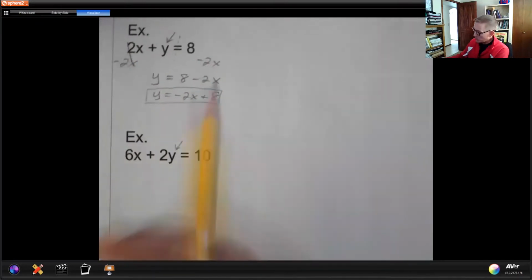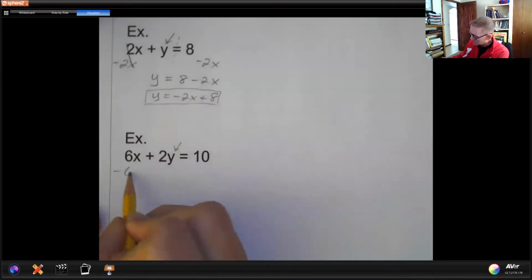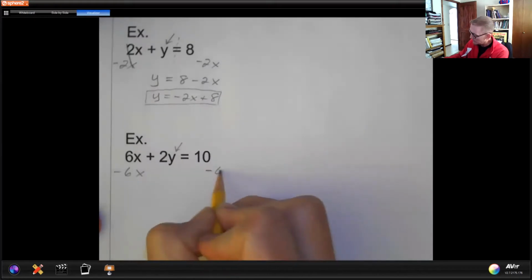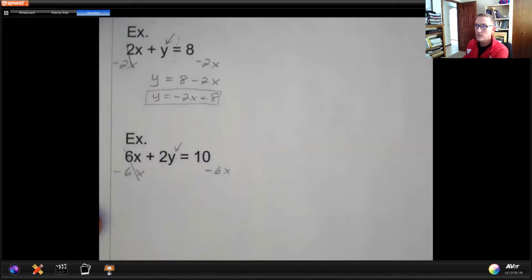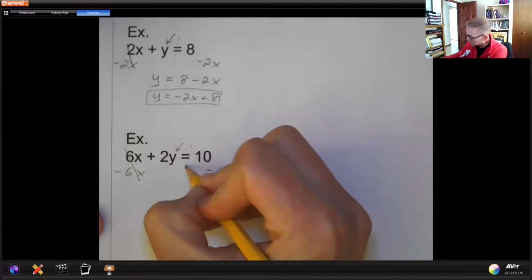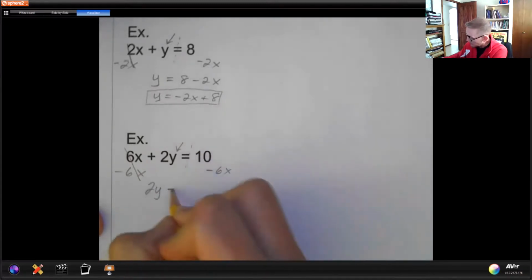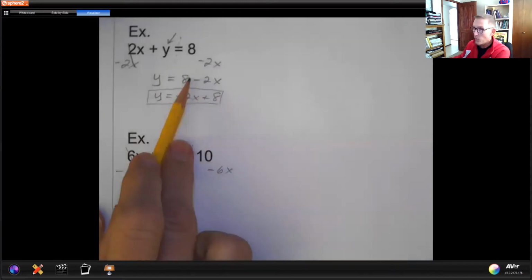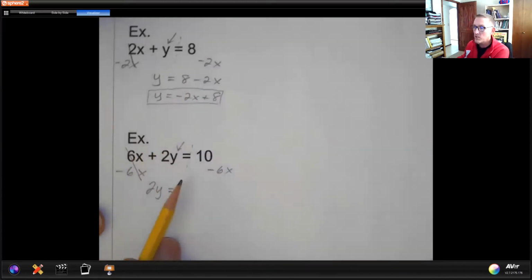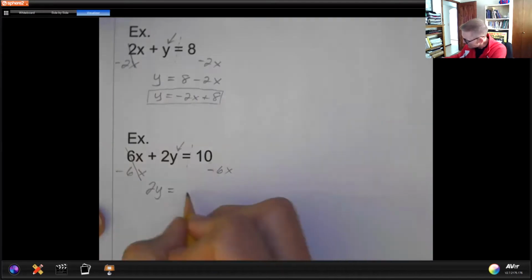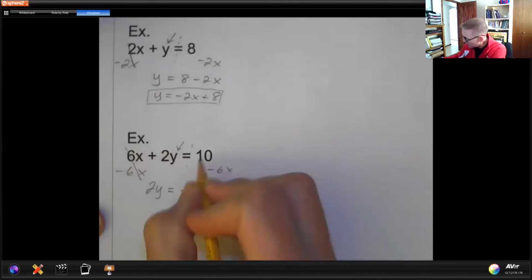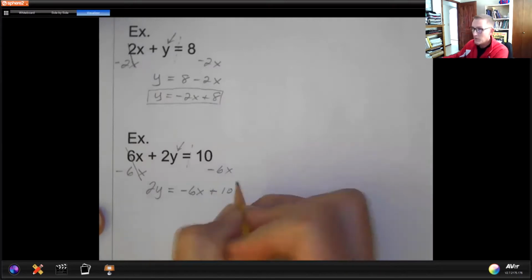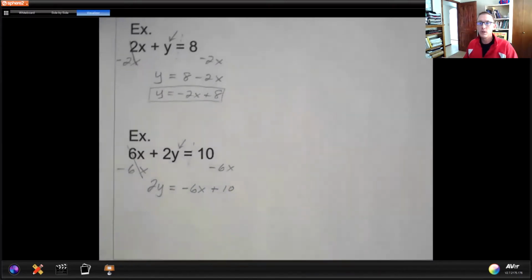So again, I'm going to subtract the 6x to both sides because I need to move it to the other side of the equals. I'm going to get 2y equals. Now I'm going to rearrange these now. I want the x term to be first. So just like up here, I rearrange them. I'm going to do it on this step of work. So I'm going to put the minus 6x first, and then I'm going to get plus 10 after. The 10 was a positive, and so I'm going to write it as minus 6x plus 10.